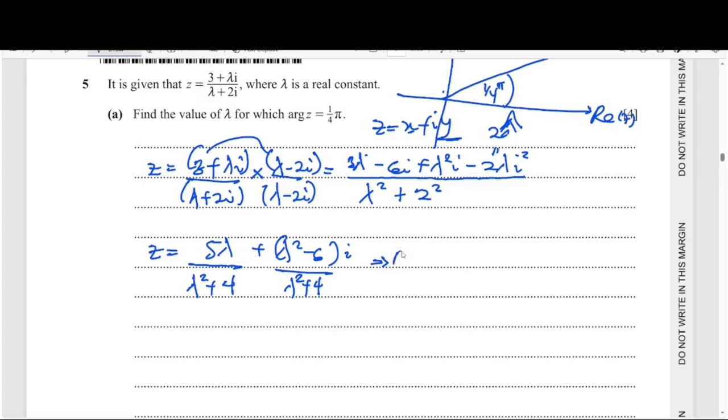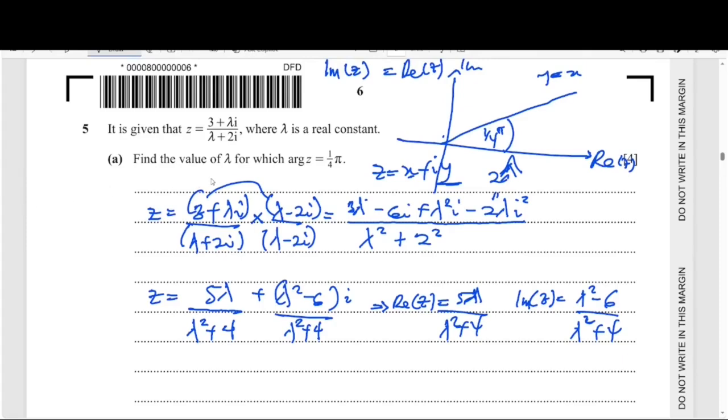That means that the real part of z is the first term, the one without the i, that is 5 lambda over lambda squared plus 4, and the imaginary part of z is lambda squared minus 6 divided by lambda squared plus 4. Before we establish that, since we are looking for the value of lambda for which the argument is 1/4 pi or 45 degrees, it means the imaginary part should be equal to the real part.